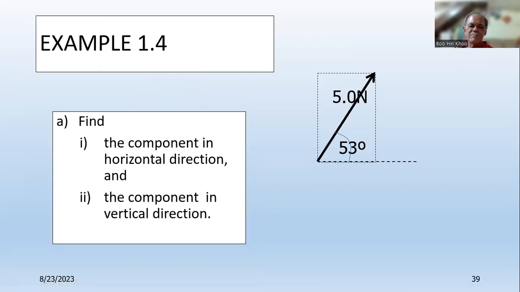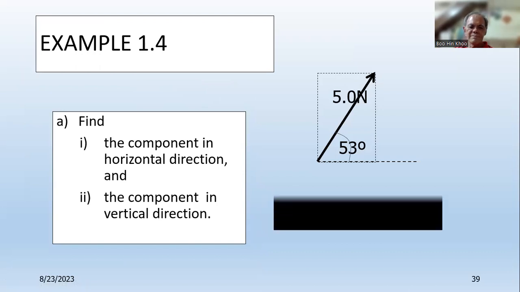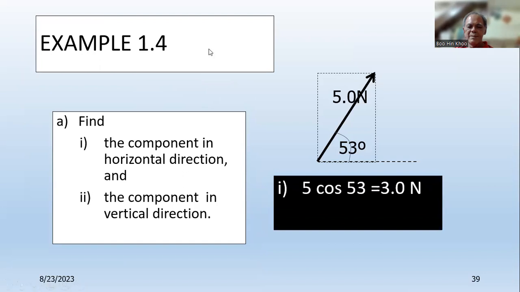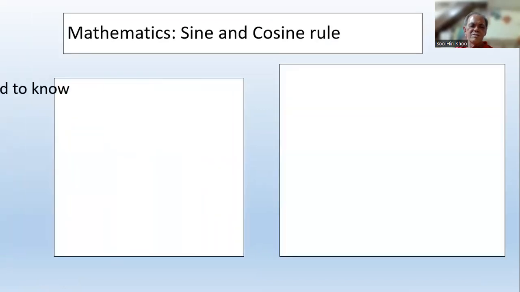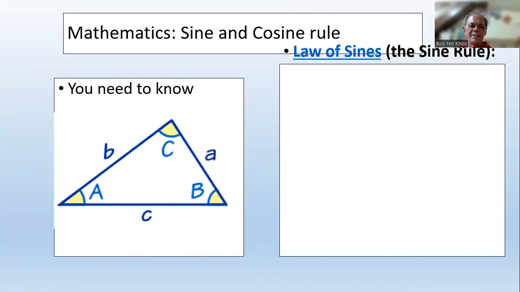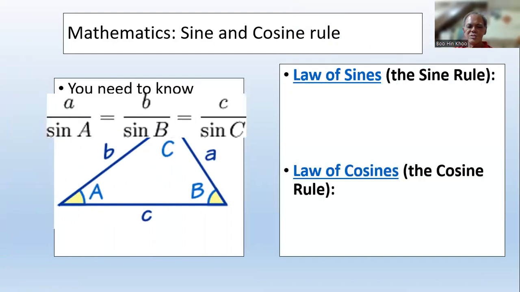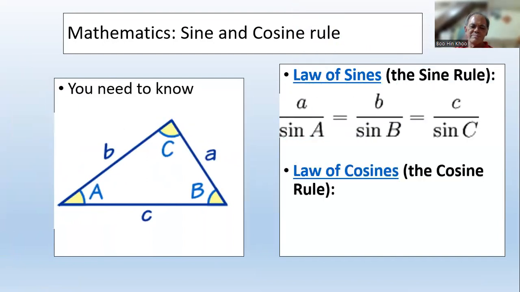What is the magnitude of the horizontal component? 5 cos 53, 3 Newton. Component in the vertical direction, 5 sine 53, 4.0 Newton. These are all the sine and cosine rules that you need to remember. You need to know how to use them also for A level.